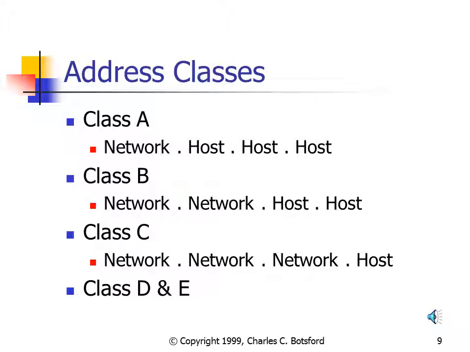In a Class A address, the first octet is the network ID, and the last 3 octets are the host ID. In a Class B address, the first 2 octets are the network ID, and the last 2 octets are the host ID. In Class C, the first 3 octets are the network ID, and the last octet is the host ID. And in the case of Class D and E, which we haven't mentioned before, those are special addresses and not available to number our networks with.